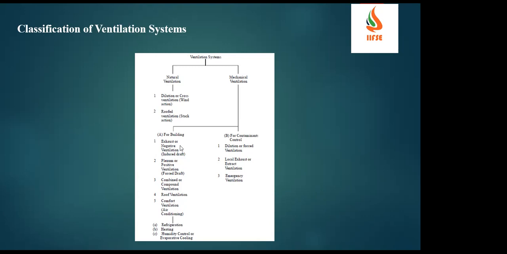So if you see for buildings, there will be an exhaust or negative ventilation like induced draft, and a plenum or positive ventilation system which is a forced draft, then a combined or compound ventilation, then roof ventilation, then comfort ventilation or air conditioning, which covers refrigeration, heating, and also humidity control. On the other hand, for contaminant control, you will have dilution or roof ventilation, local exhaust ventilation, and also emergency ventilation. These will be for contaminant control.